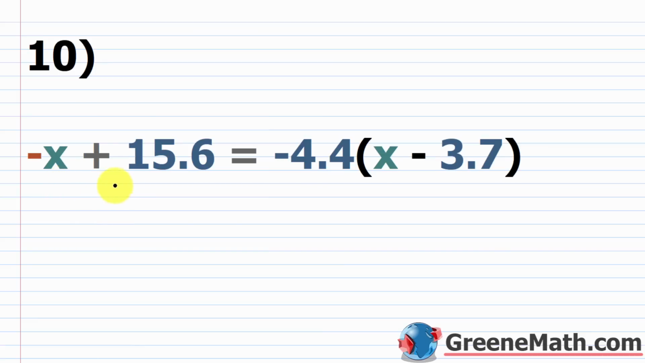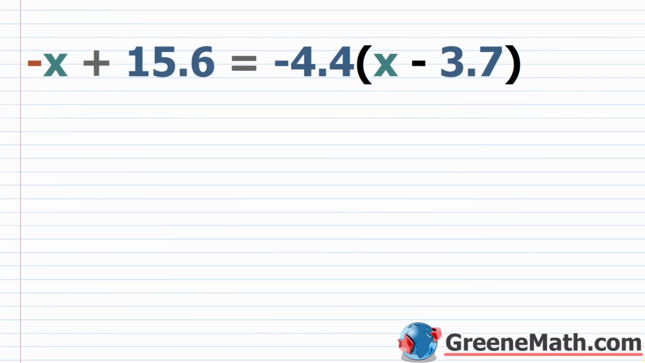So we have negative x plus 15.6 is equal to negative 4.4 times the quantity x minus 3.7. So just like with fractions, if you have parentheses, go ahead and clear them first before you try to clear any decimals. But again, if I'm working this problem in the real world, I don't clear decimals, so this is just a matter of personal preference. So I'm going to put negative x plus 15.6 is equal to negative 4.4x. And then negative times negative is positive.